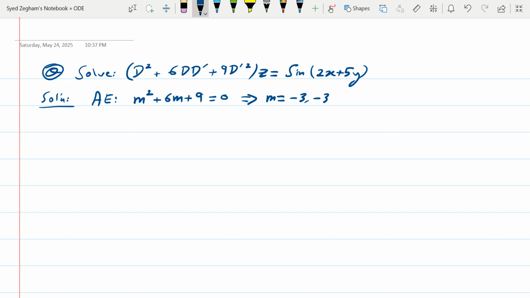Now, in the previous video, we took the case where we were getting two values of m which were distinct and real, right? Here also you are getting real values, but they are not distinct. They are repeated values or same values, you can say.